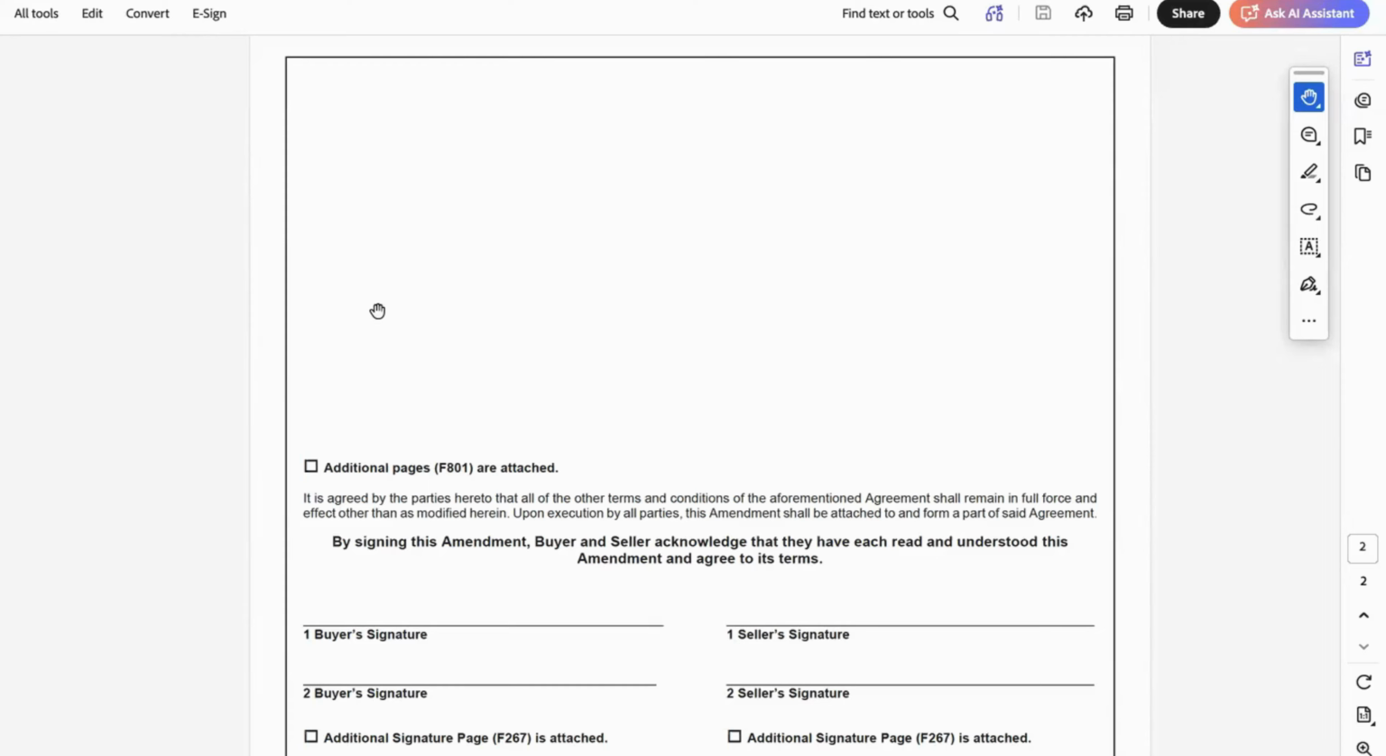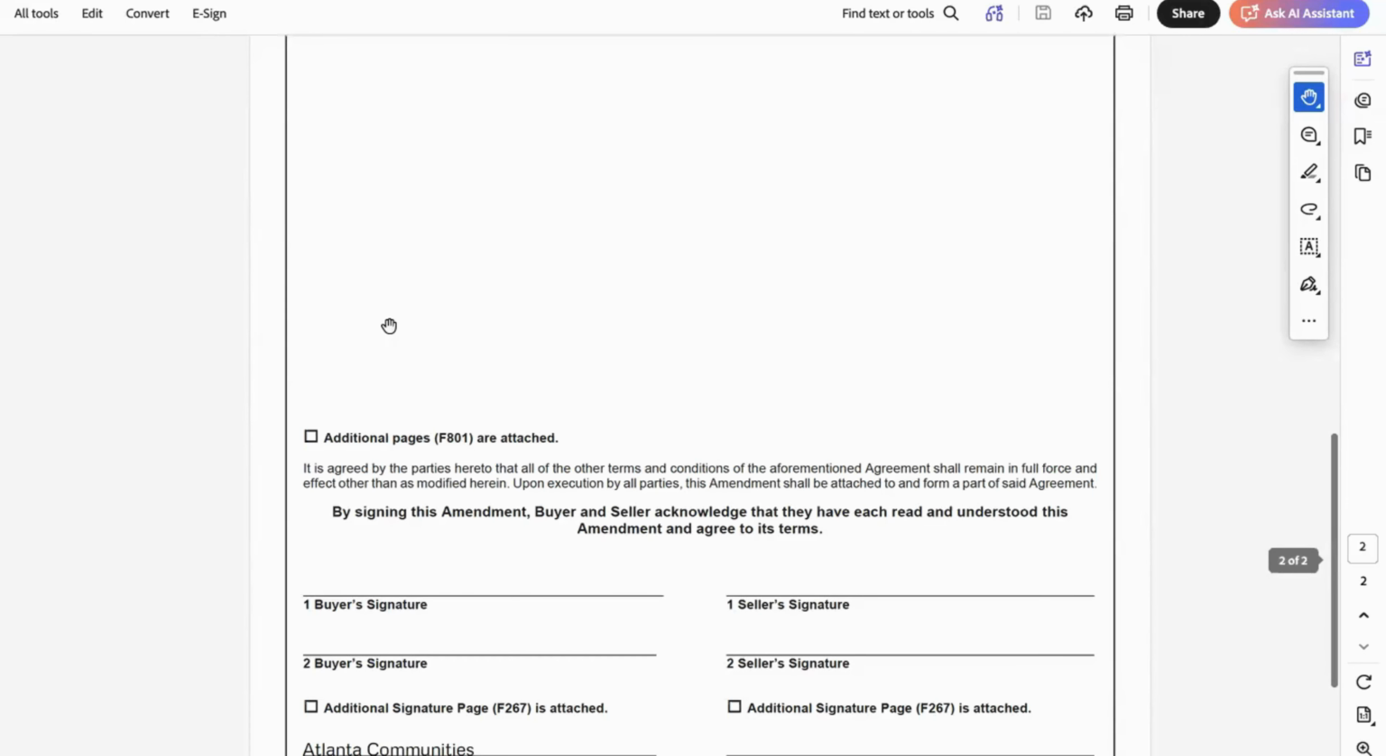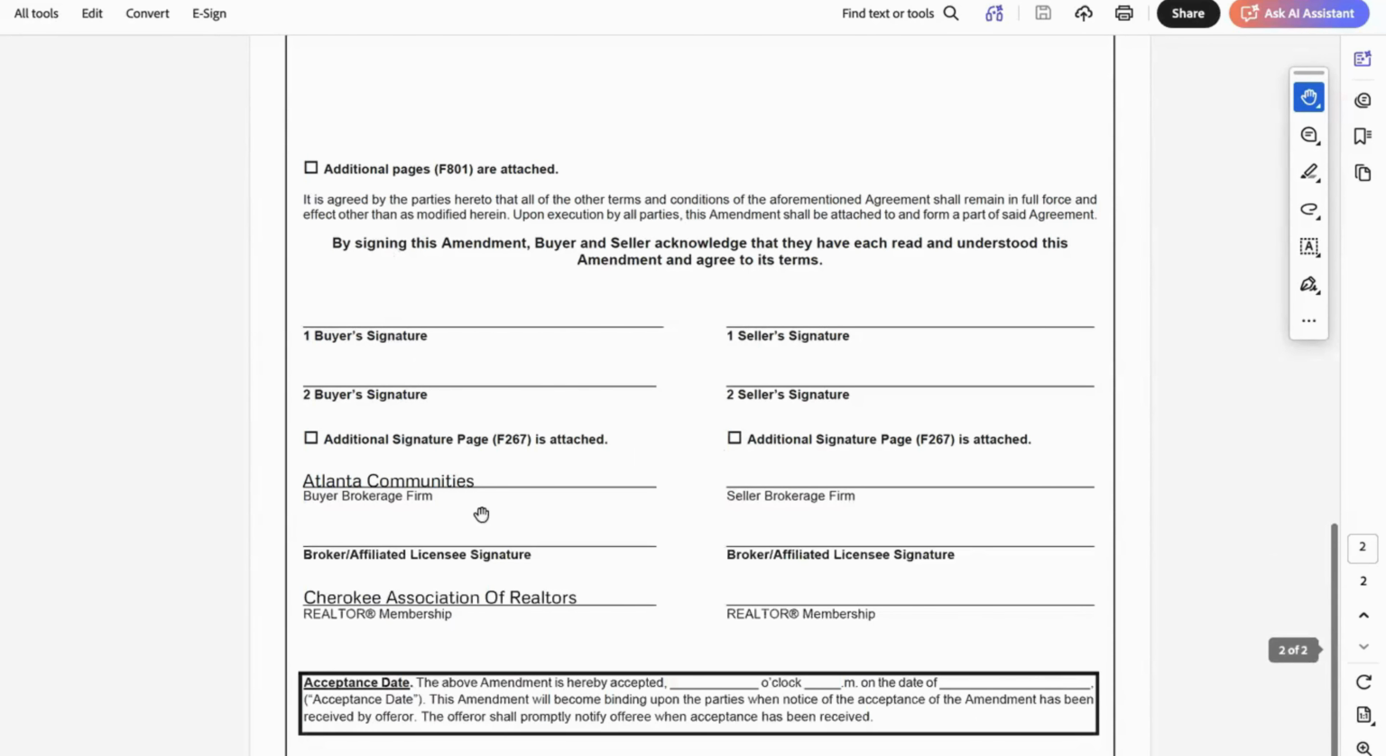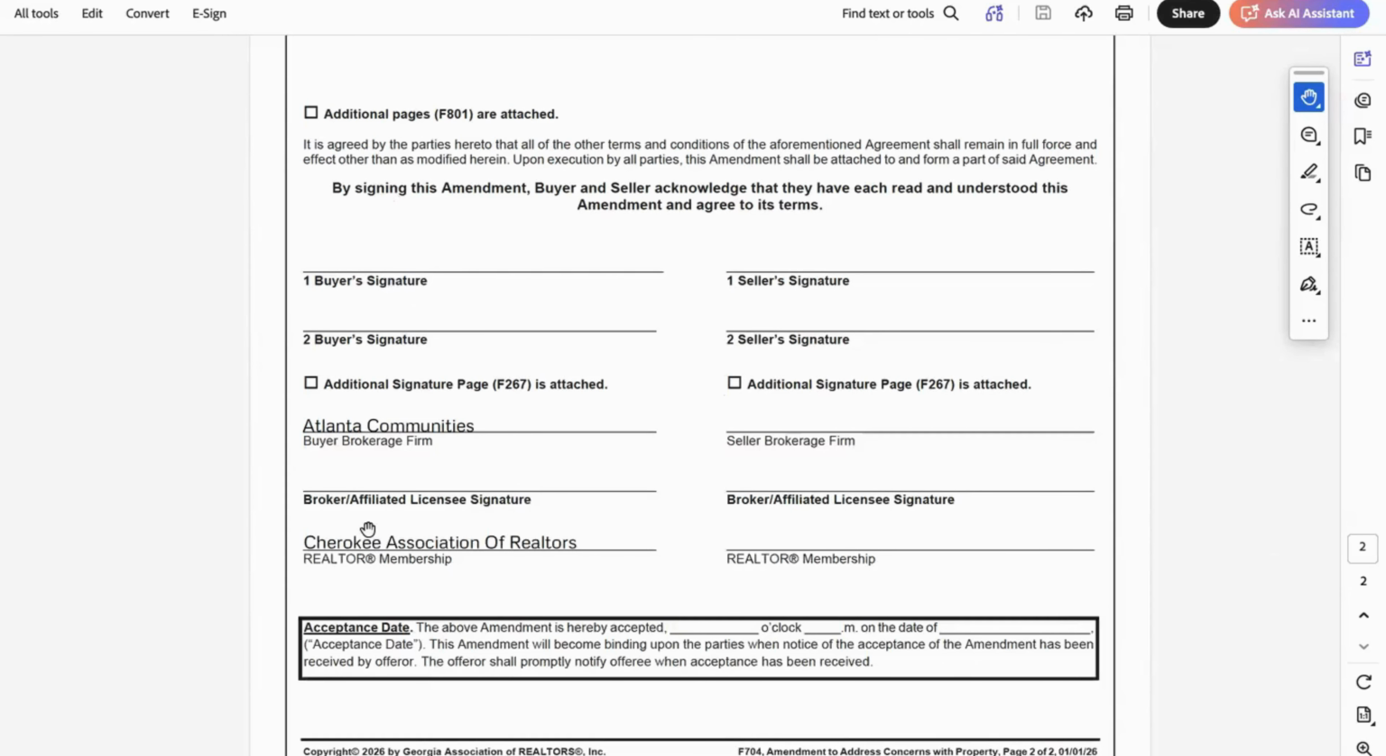Acknowledgement clause. By signing, buyer and seller confirm they have read the agreement, they understand the agreement, they agree to the terms. Buyer signs, seller signs, listing agent signs, seller agent signs.